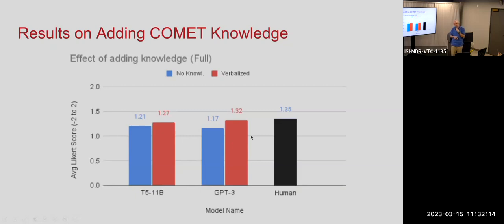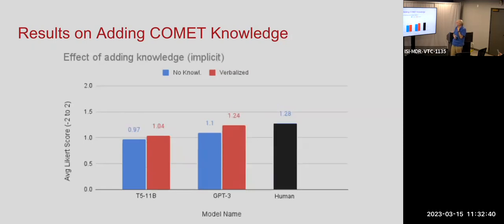GPT-3 actually benefits more from these COMET commonsense inferences. It goes from 1.17 average Likert to 1.31. If you look at the average Likert rating of human answers, human ratings of human answers, it's like 1.35. Wow, we're getting pretty close here, right? And again, pause on ChatGPT and GPT-4. That would be interesting to see. This is implicit. Everything's a little bit worse, but the same trends.